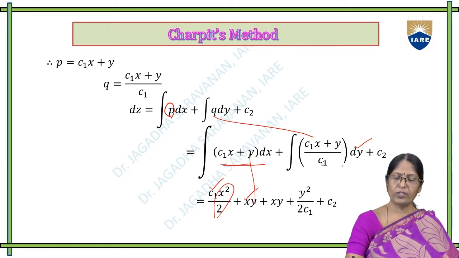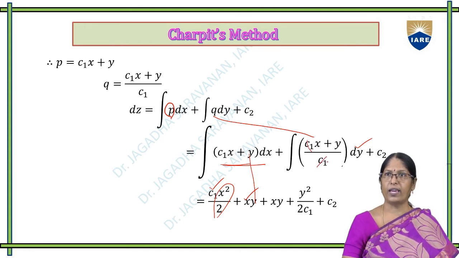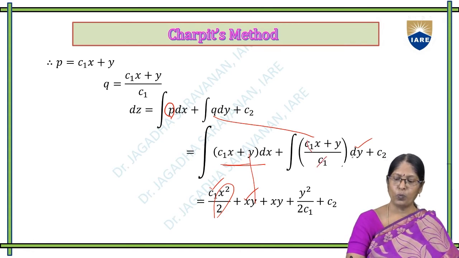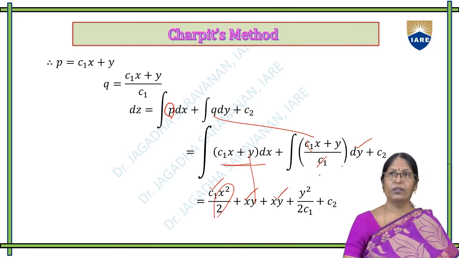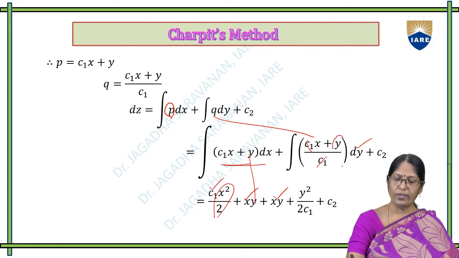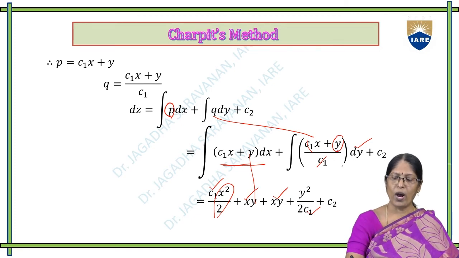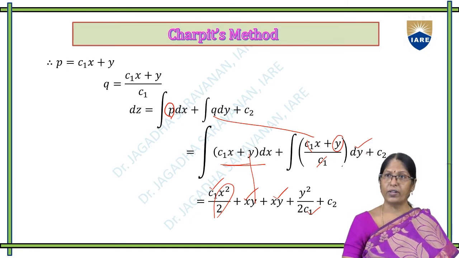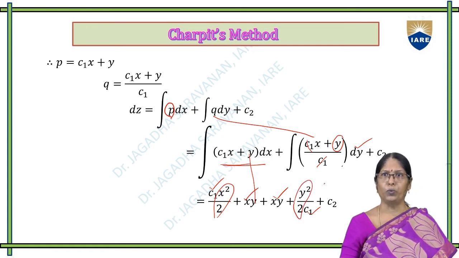Next, C1x by C1, the C1 are getting cancelled. X with respect to y we are doing, so xy. Here y is there, y by C1, so the C1 is written. Y dy, the integration is y square by 2, that's what it is here, plus C2.